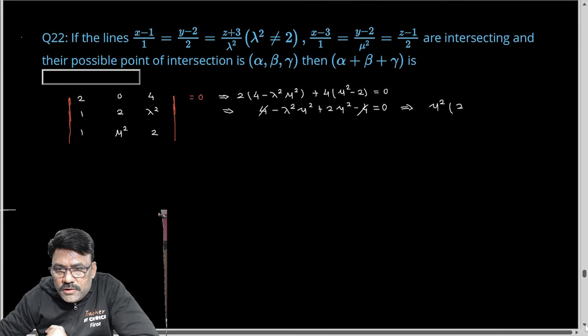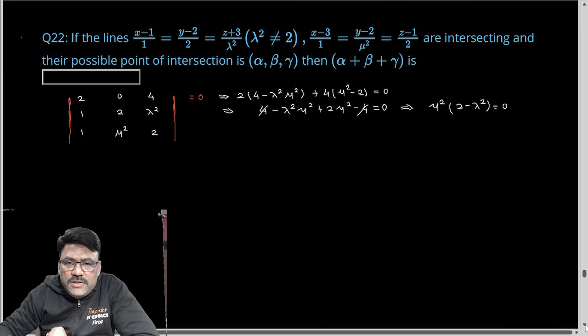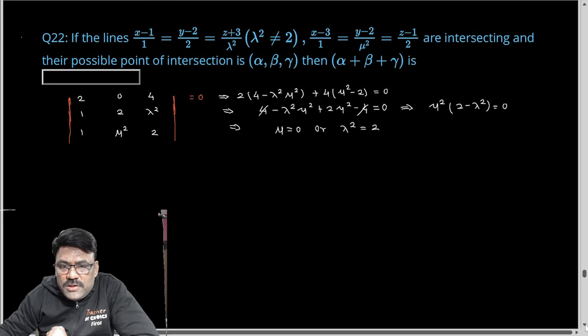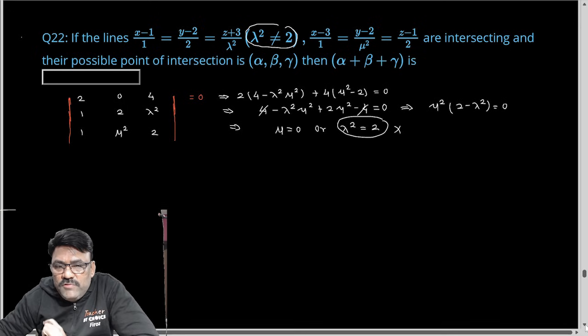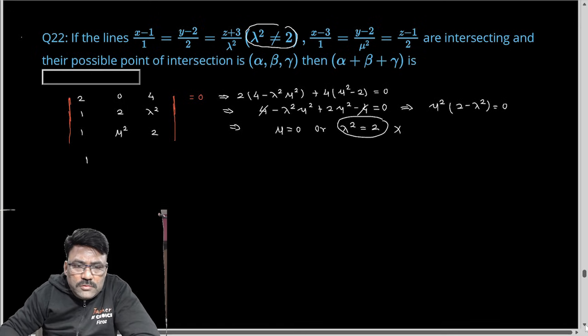So I'm getting 2 minus lambda square equals 0. But it is giving two possibilities, either mu is 0 or lambda square is equal to 2. But they have given that lambda square is not 2. So this possibility is ruled out. Mu is 0 here. So what are your lines?